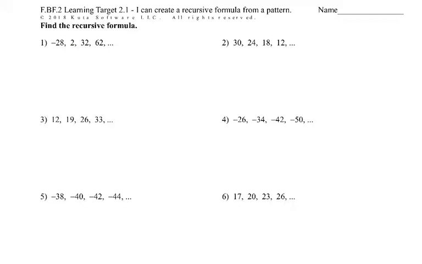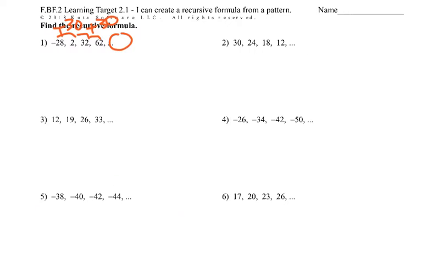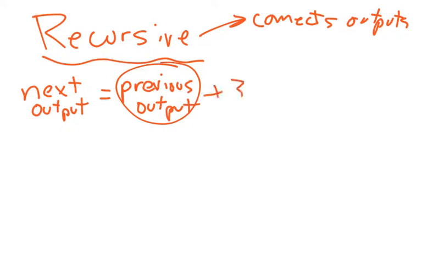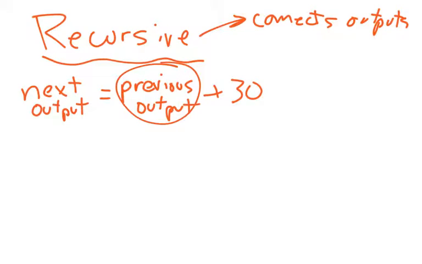If we look at this problem right here, to get from negative 28 to 2 to 32, we're adding 30 each time, right? So if I want to get to the next number, what do I do? Well, I take that previous term, 62, right there, and then I do what to it? I add 30, which would be adding right here, okay? So that then we get 92, which was the next output. Okay, so looking at that, that's what it's modeled after.